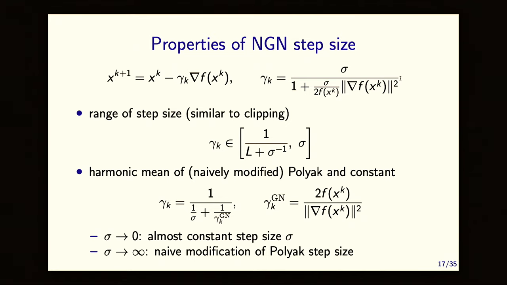You can write this as a harmonic mean of two kinds of step size. One is this constant step size sigma. The other one is basically the naive modification of the Polyak step size, just treating the lower bound as zero. So this is this one. And then you just take their harmonic mean. That's what the step size is. You tend to go close to the smaller one of the two. So that's an intuition we got from here.